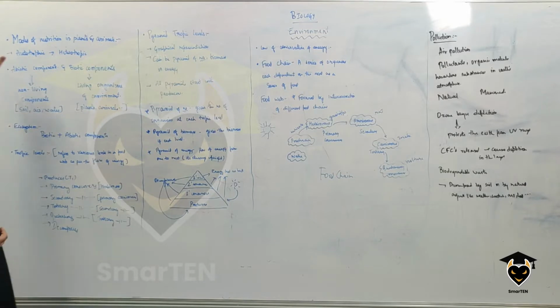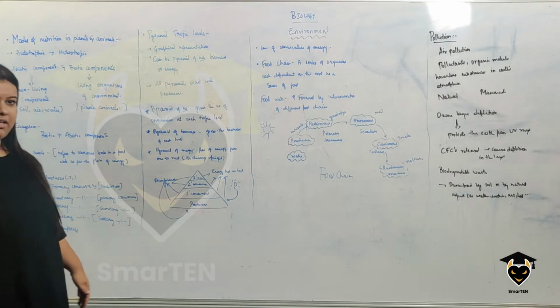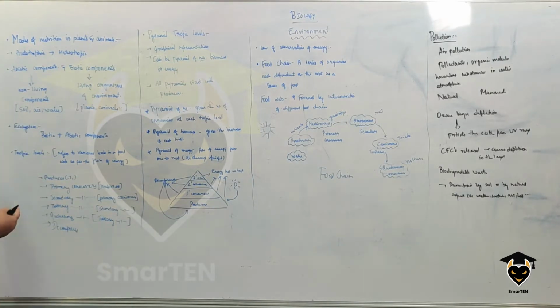The first one is the mode of nutrition in plants and animals. It could be autotrophic or heterotrophic. Now, we have something called abiotic components and biotic components in our nature. What are abiotic components? Abiotic components are the non-living components, basically all of the non-living things that you find around you. Example: soil, air, water, which are essential for the existence of life.